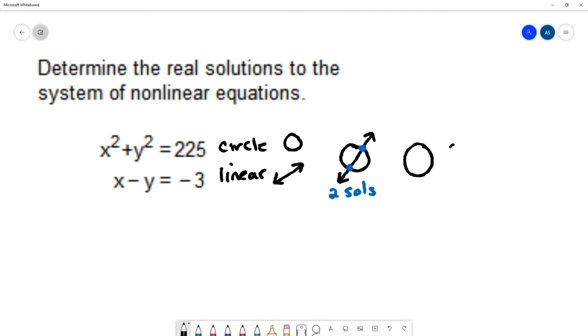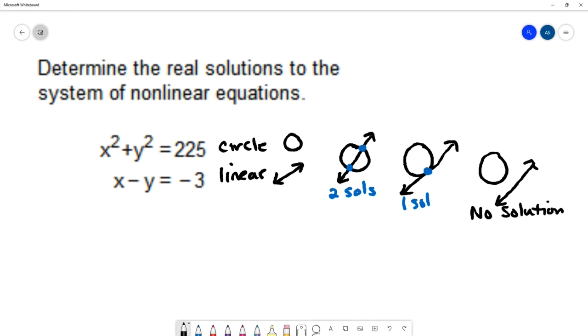If you take them a little bit further apart, we get something like this. This is where the line is tangent to the circle. The line touches the circle in one place. So we would have one intersection point, one solution. Or you could have them further apart where they're not touching each other. In that case, you would have no solution to the system. So as we solve this system, we're expecting to have either two solutions, one solution, or no solution.